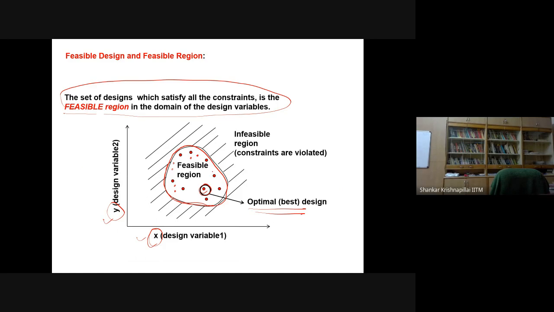So all these beams are okay. All these other XY values are okay because they don't violate the constraints and the beam will not collapse. But out of this, only one value will be the optimal or best design. So that is what we have to find with the algorithm. Sometimes you can have multiple optimal beam results if the objective gives the same values. Those things we'll check later.